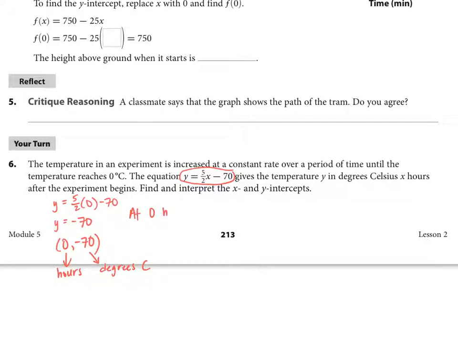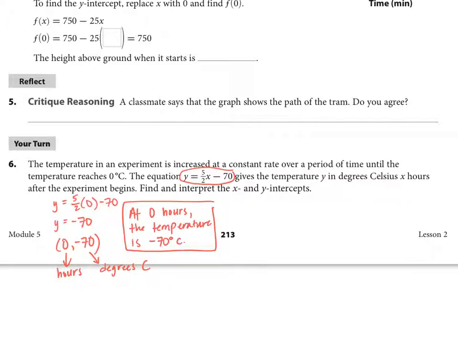Okay? So one way that we can interpret this is at 0 hours, the temperature is negative 70 degrees Celsius. Another way to interpret is you could say at the beginning of the experiment, the temperature is negative 70 degrees Celsius. That's probably a little bit more accurate because when we say at 0 hours, we normally don't say that. We would say before the experiment or at the beginning of the experiment, this is the temperature. It makes a lot more sense, sounds a lot more natural.